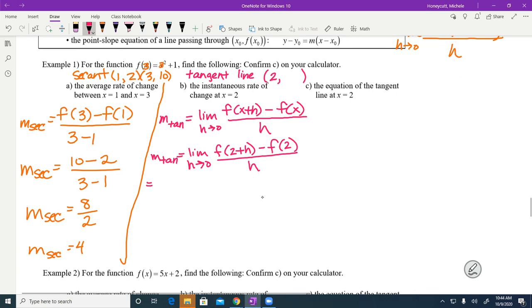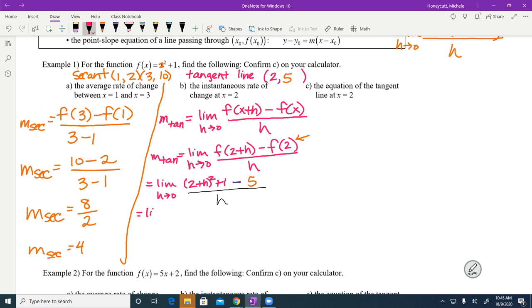I'm finding the slope of the tangent line, so this is equal to the limit as h approaches 0. For f of 2 plus h, I'm going to take this equation, and instead of x, I'll be substituting in 2 plus h every time there's an x. So f of 2 plus h would be 2 plus h squared plus 1, minus, for f of 2, I'm going to substitute in 2 for the x, so 2 squared plus 1 is 4 plus 1, which is 5, so minus 5, all over h. So then I've got some algebra to do.